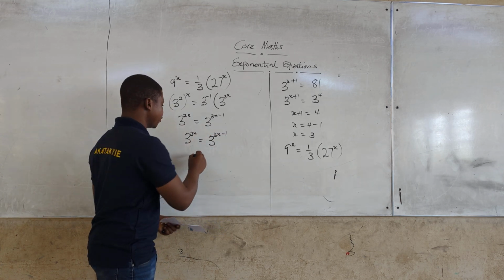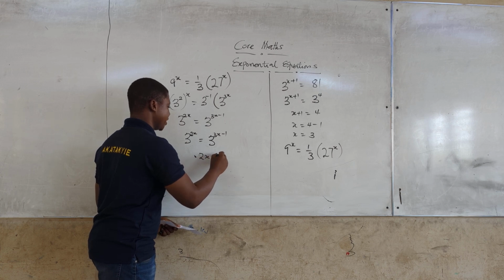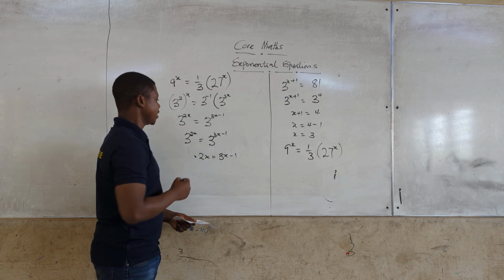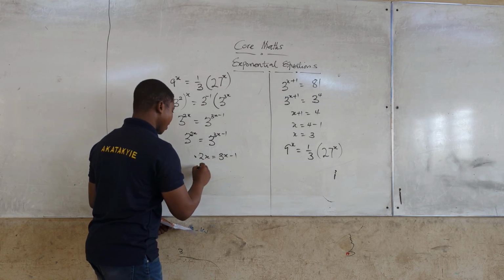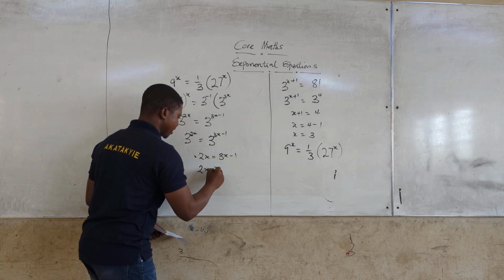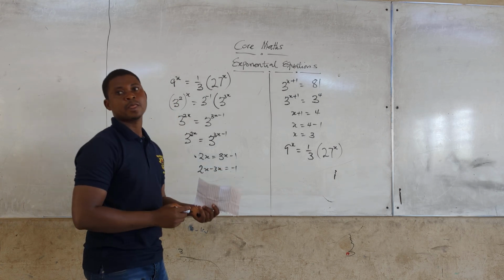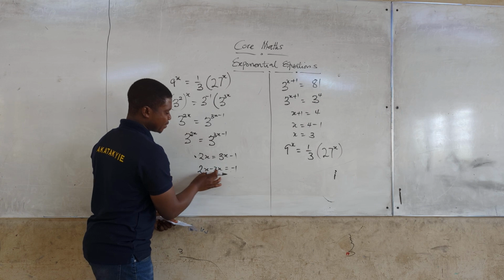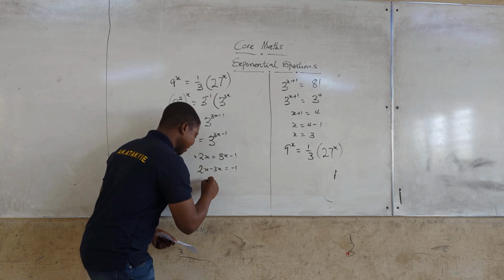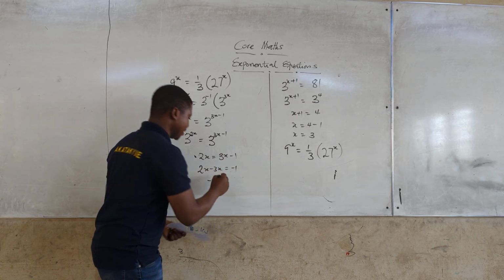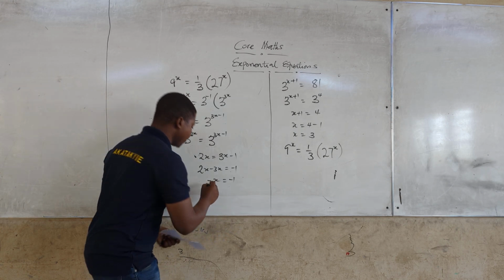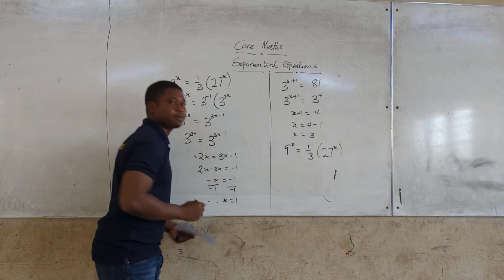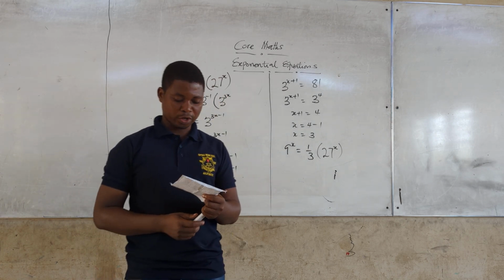So if you look at the powers, you have 2x is equal to 3x minus 1. So we make x the subject. We can bring this one here. You have 2x minus 3x is equal to negative 1. So with this, 2x minus 3x gives us negative x is equal to negative 1. So we divide here by negative 1, here by negative 1. So therefore x is equal to 1.